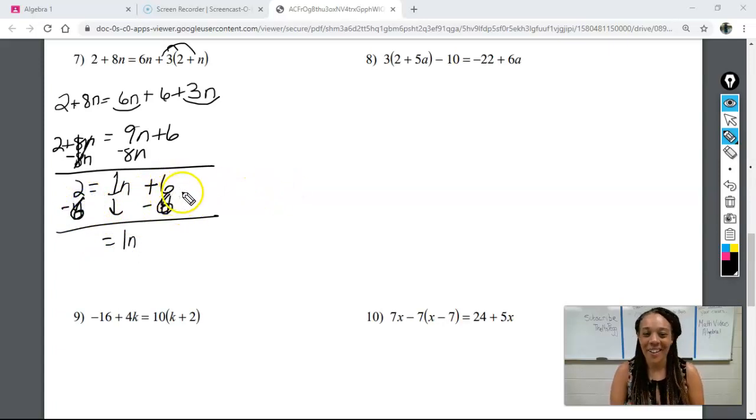There was no 4 in there. So if I have plus 6, I'm going to do minus 6 on both sides. Those cancel out, and I have 2 minus 6.